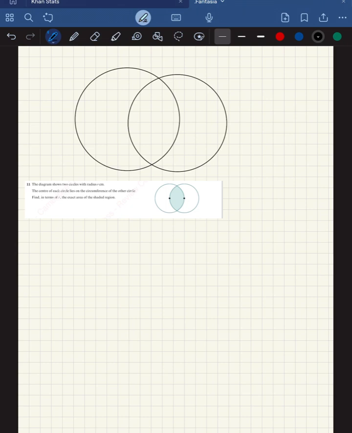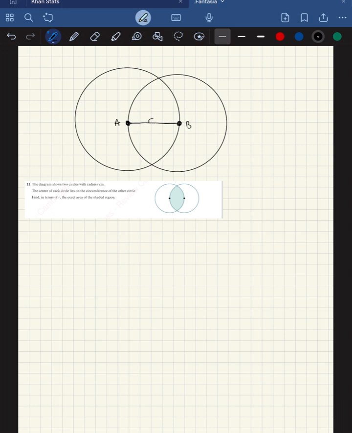Okie dokie. Let's look at question 11. This question says two circles are drawn with the radius of r, and the center of each lies on the circumference of the other circle. So we put that is a center and that is a center. Therefore, the distance between them is r. Okay, and then we have, let's call this point A.